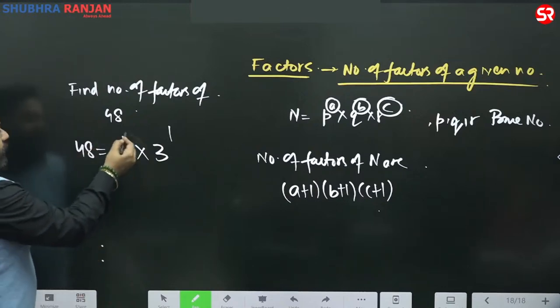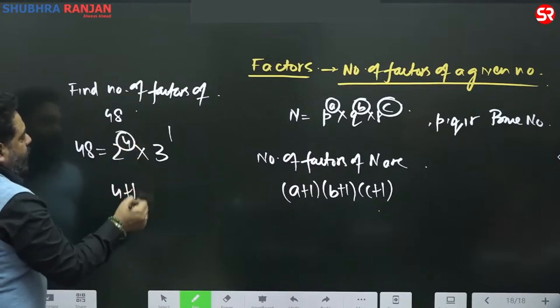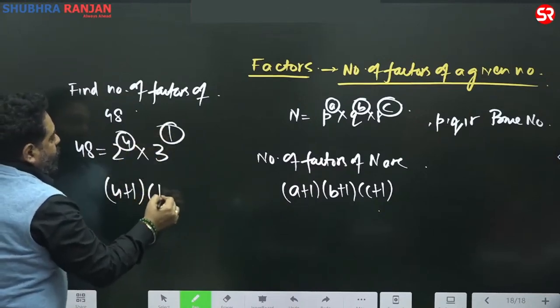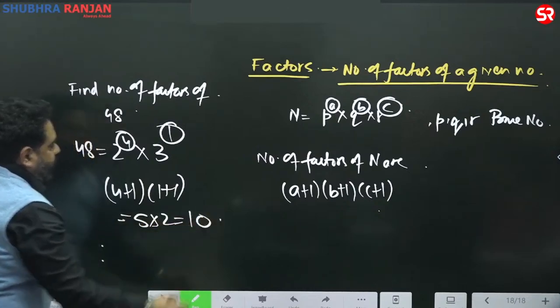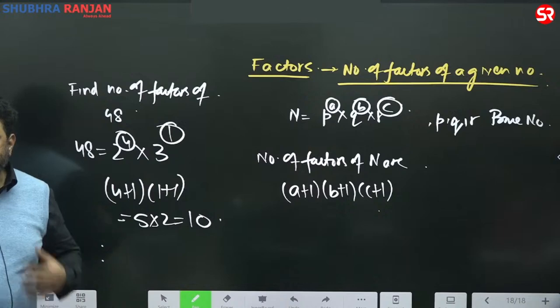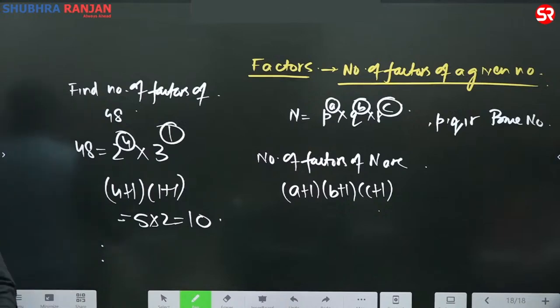So in the powers, add 1. 4 plus 1, 1 plus 1, which is 5 into 2. There are 10 factors of 48. There are 10 numbers that exactly divide 48.